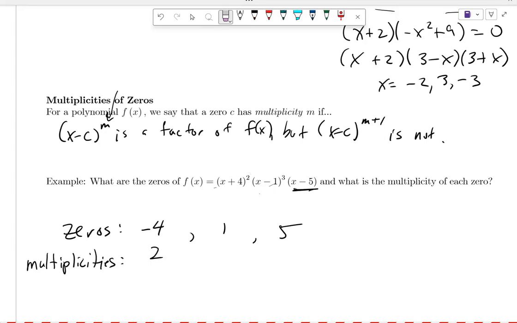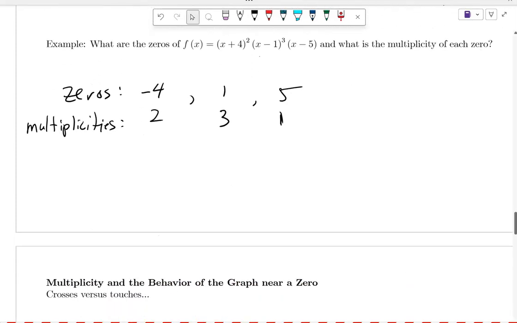What's the multiplicity for 1 then? 3. And the multiplicity for 5 will be 1, because that'll be the power, right? Okay. All right. Multiplicities tell us what the graphs look like near where it crosses the x-axis. We're near those zeros, okay?